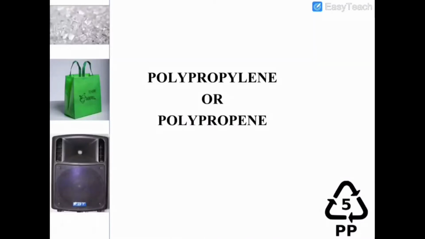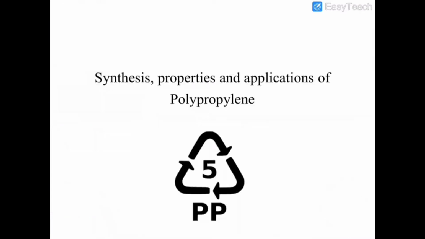Hi student, today's topic is polypropylene or polypropene. It is simply represented as PP. This topic is from the chapter Commercial Polymer. The number 5 inside the triangle represents polypropylene. In this unit, we are going to discuss the synthesis, properties and application of polypropylene or polypropene.